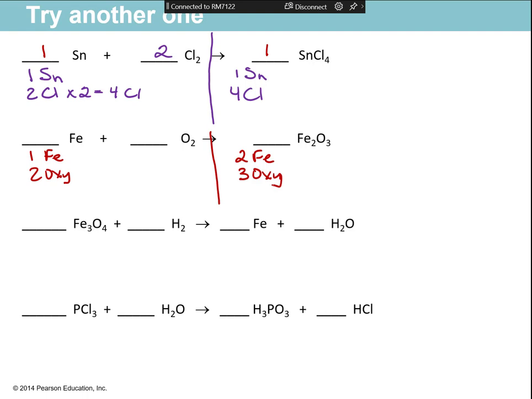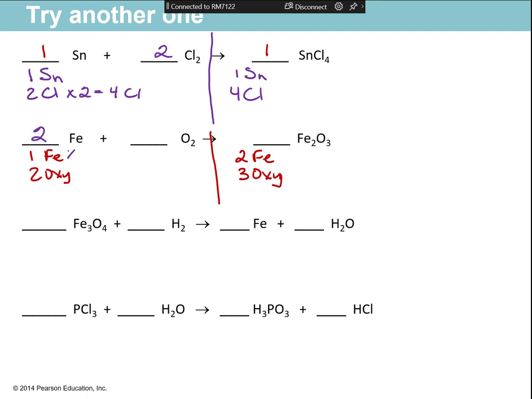See that none of them are balanced? Okay, so you get to pick. These were only found in one place on either side, so I call them the simple ones. So you can pick. You don't have to do one or the other first. Which one would you like to balance first? Okay, so let's balance the iron first. So which side do I need to change? The left. What do I have to put on the line?